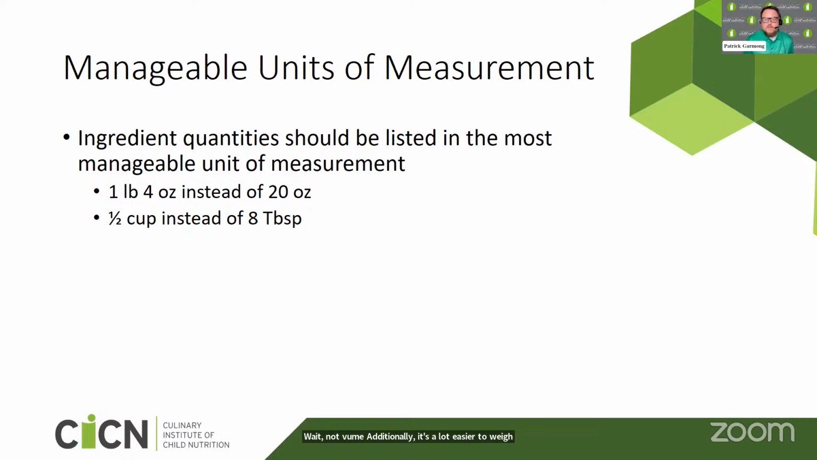Again, when we're talking about fluid, we want to use a half cup versus 8 tablespoons. There's a lot of opportunity for error measuring 8 tablespoons. There's a lot less opportunity for error in half a cup. And these are small amounts. If you extrapolate these out over a large scalable recipe, you end up with a lot more issues and chances for error. So putting it in the manageable units of measure is really important.